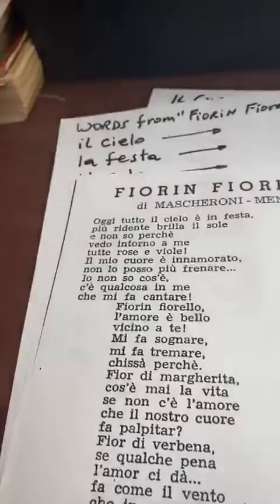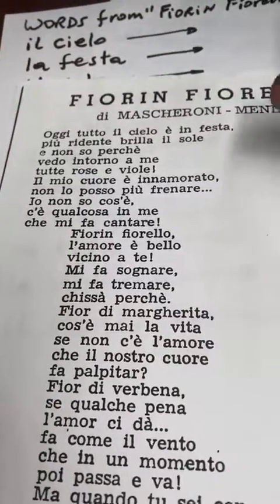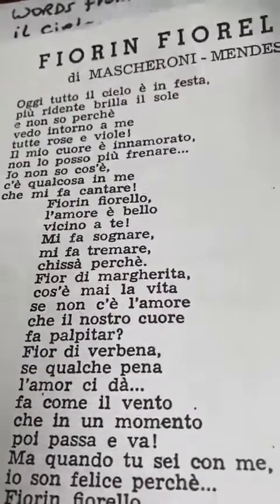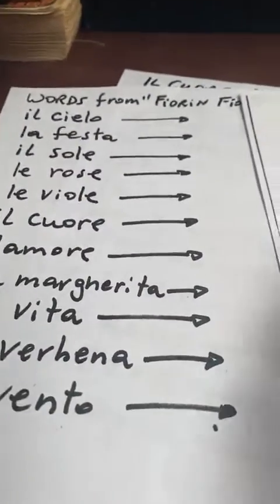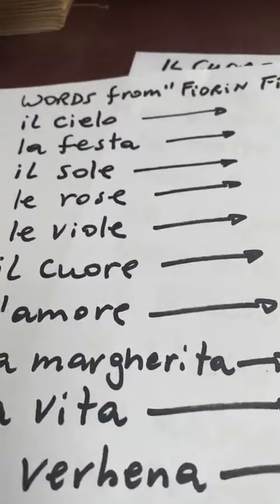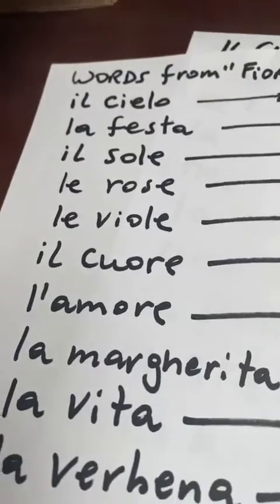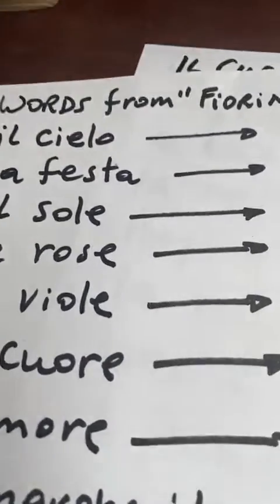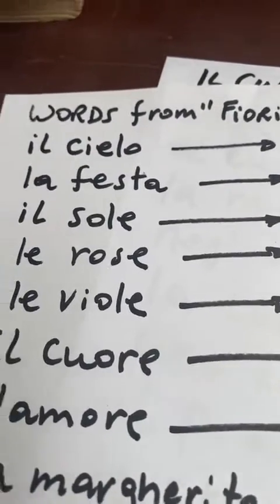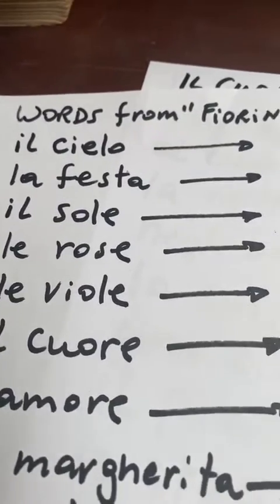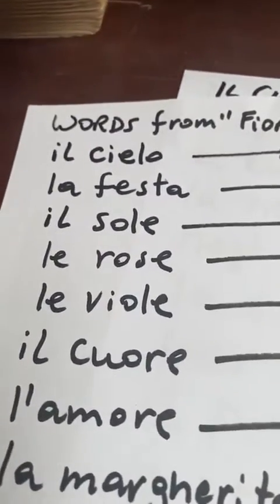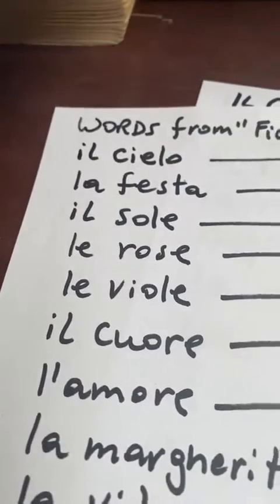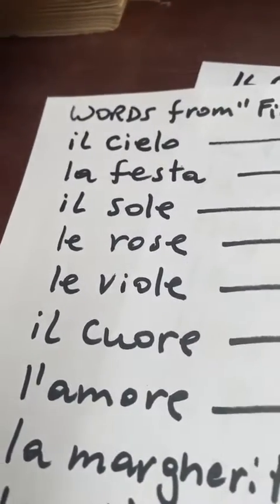This is Fiorin Fiorello. Okay, so before I got to Fiorin Fiorello to sing it, have a look. I said, okay, how do I learn the words? Well, the words is oggi tutto il cielo è in festa. So there it is. Il cielo is the sky. Festa, la festa is a festa. It's a party. Più ridente brilla il sole, the sun, il sole. So you've written that down.